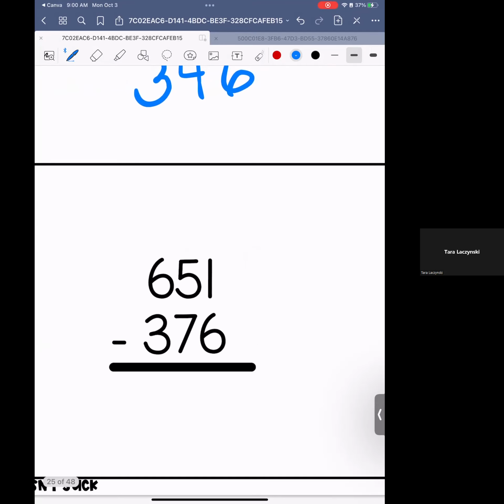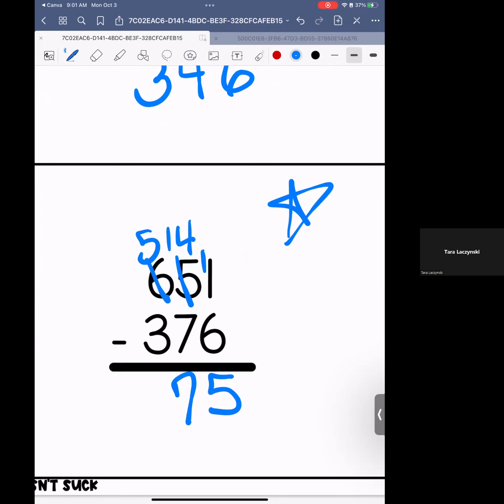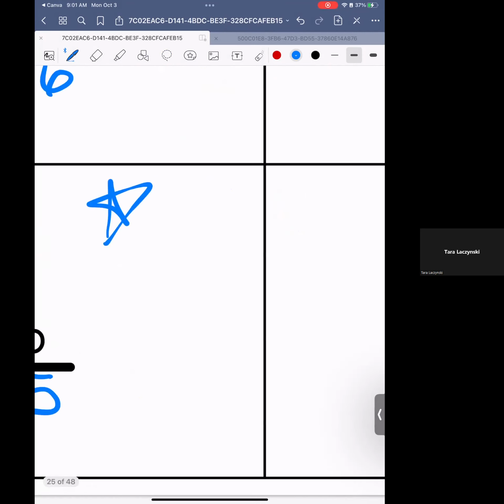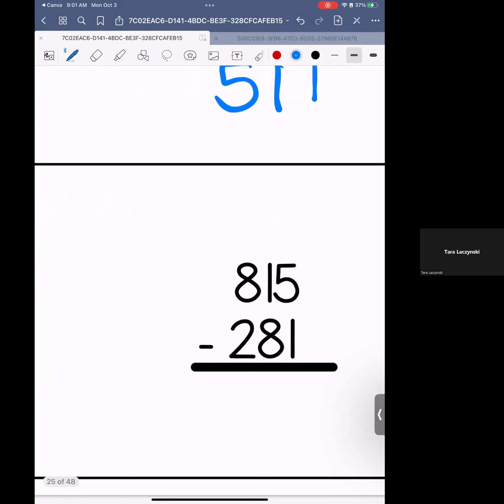Sliding over. 651 take away 376. We have a double borrow. This is a super stretch. We need our 5 to become a 4, so we have 11. 11 take away 6 is 5. 4 take away 7 I can't do. I go next door. 14 take away 7 is 7. 5 take away 3 is 2. 275. Last one for this page.